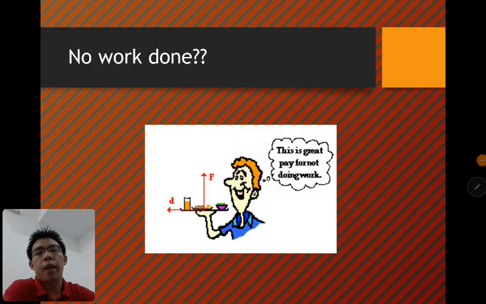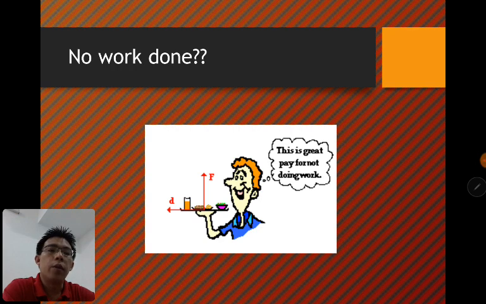We also have some odd case here. That is a waiter who is trying to lift the food with the force from his hand in a vertical direction, as shown in the picture here, and the distance moved is d. You can see that he says this is great pay for not doing work. Why is he not doing work? There's a force and a distance moved, but he says he's not doing work. Let's try to reason that out.